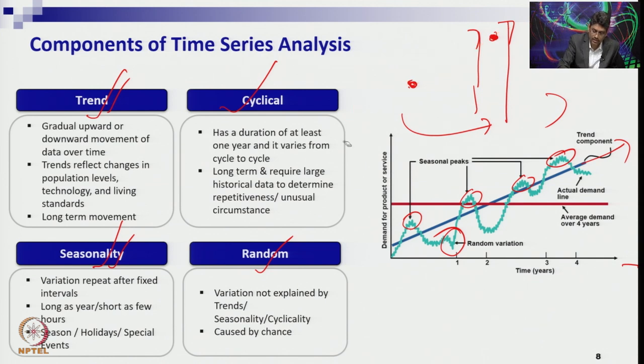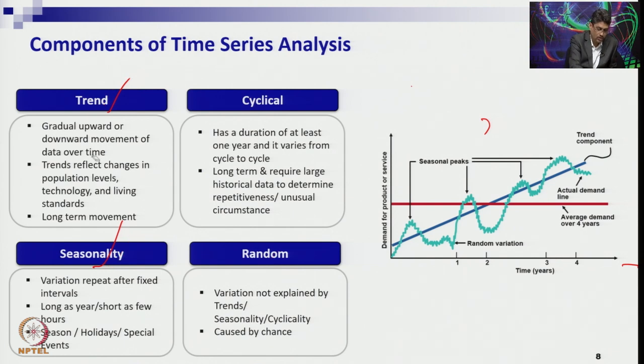Now let's come to the last one, that is called the cyclical pattern. So what is a cyclical pattern? A cyclical pattern of data actually occurs over a longer duration. That means it's not for the short term, or 1 year or 2 years.